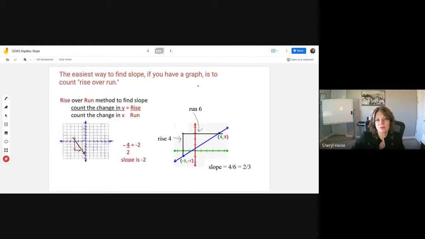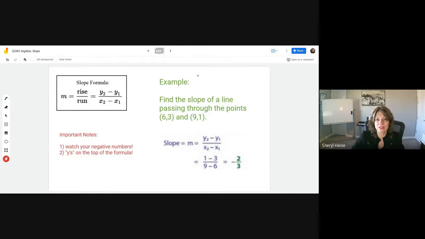And then we're going to start by practicing looking at rise over run on a graph, because if you have a graph of a line, it's easier to just count rise over run than to use the slope formula. But of course, you guys in algebra, you need to be very proficient with the slope formula.